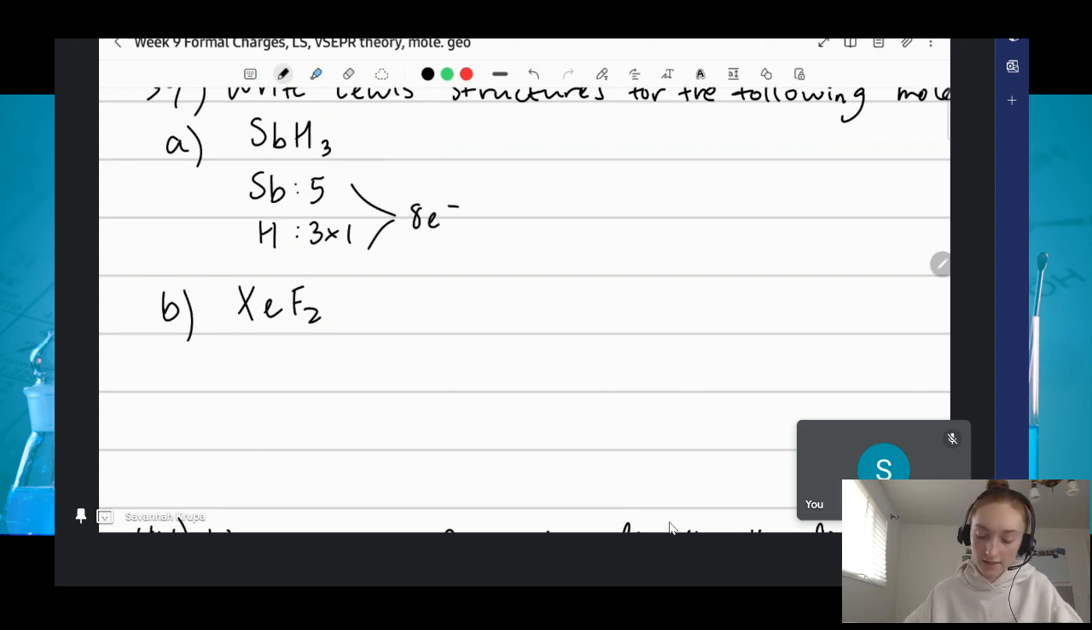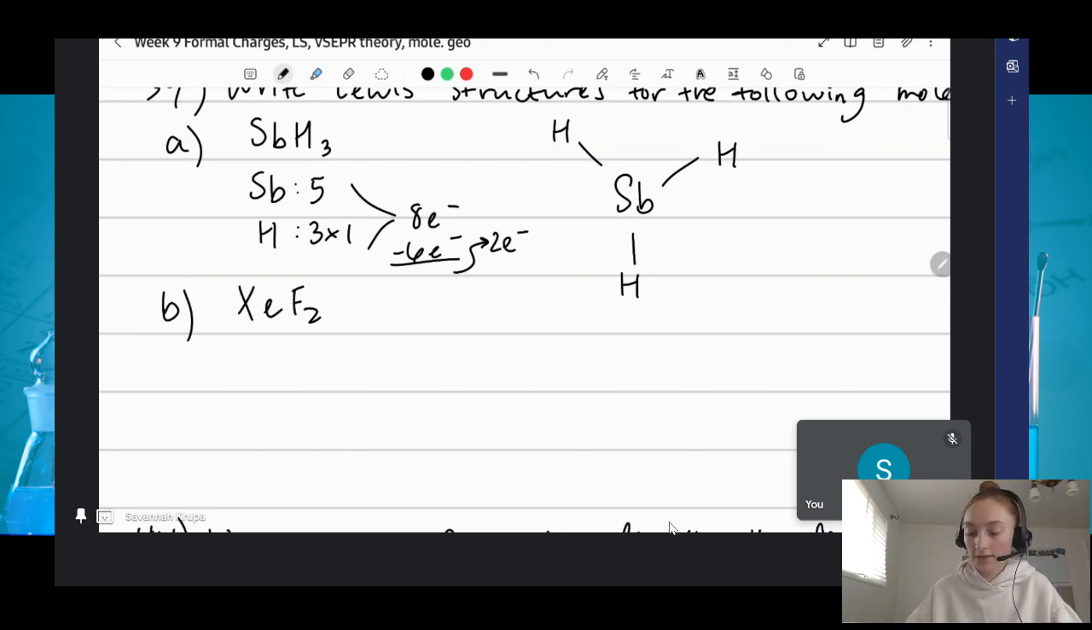Sb has 5 and hydrogen has 3, so the Sb will be the center because each hydrogen can only have one single bond. Let's see what this will look like so far. We have 3 bonds, so minus 6, since there's 2 in each. We'll have a total of 2 valence electrons left over, and so Sb needs 2, since it only has 6 valence electrons right now. So that satisfies everything, and that is the final answer for this one.